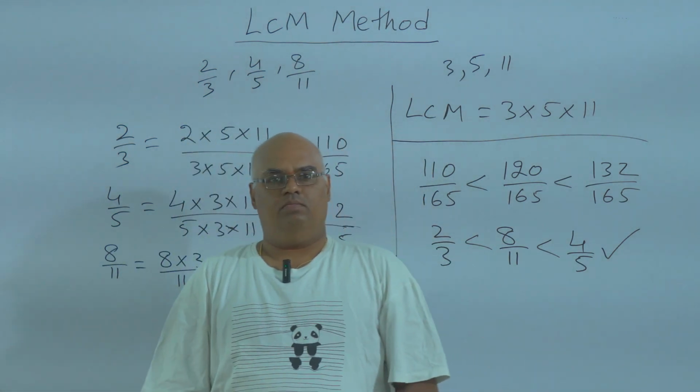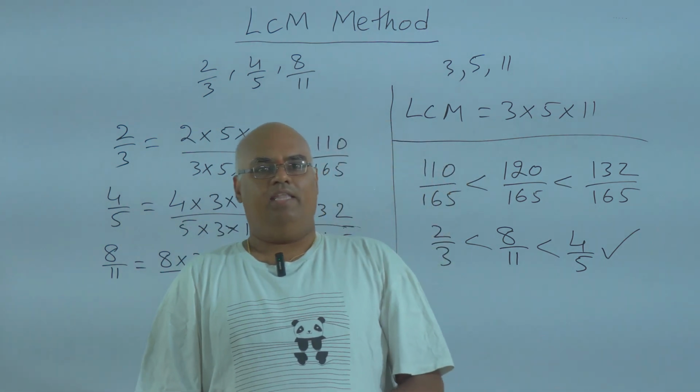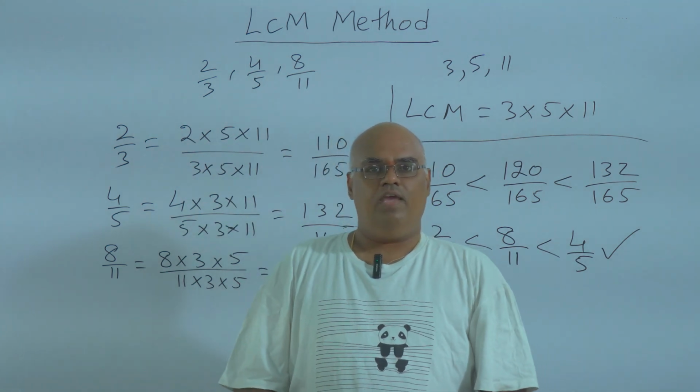So the procedure is simple. We first take the LCM of the denominators, then we convert the given unlike fractions into like fractions, and then we compare them.